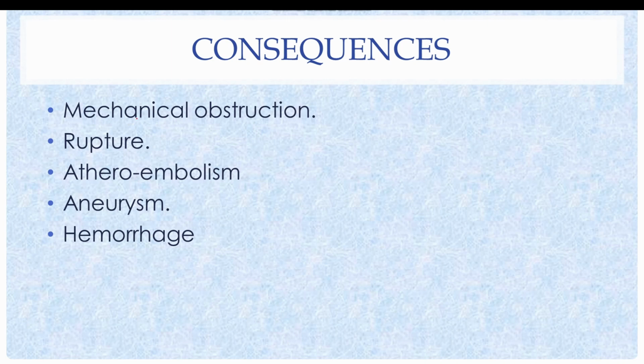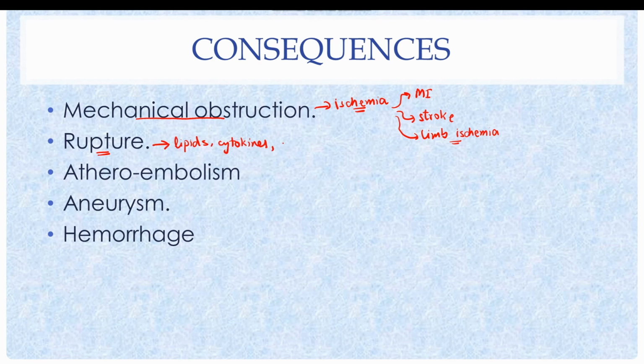Atherosclerosis causes mechanical obstruction by narrowing the lumen of the artery, hence resulting in ischemia of the end organ, such as myocardial infarction, stroke, and limb ischemia. Moreover, the atherosclerotic plaque can often rupture, which releases lipids, cytokines, and inflammatory cells into the blood, which are highly thrombogenic, hence can result in either complete or partial obstruction to the blood flow, causing ischemic injury. The lipids released as a result of the rupture can also lodge inside small arteries, resulting in atheroembolism.